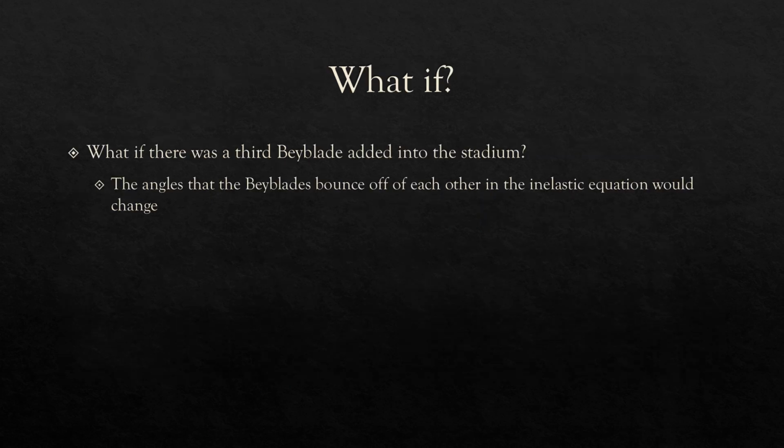So looking at a little what if: there's a third Beyblade added into the system? It'd be pretty interesting. Energy theoretically should be contained, assuming it's purely elastic. However, we did see that the last one was not purely elastic and some energy was lost since the velocities did not quite match up. Also, this could be due to the angles that the Beyblades bounce off of each other.